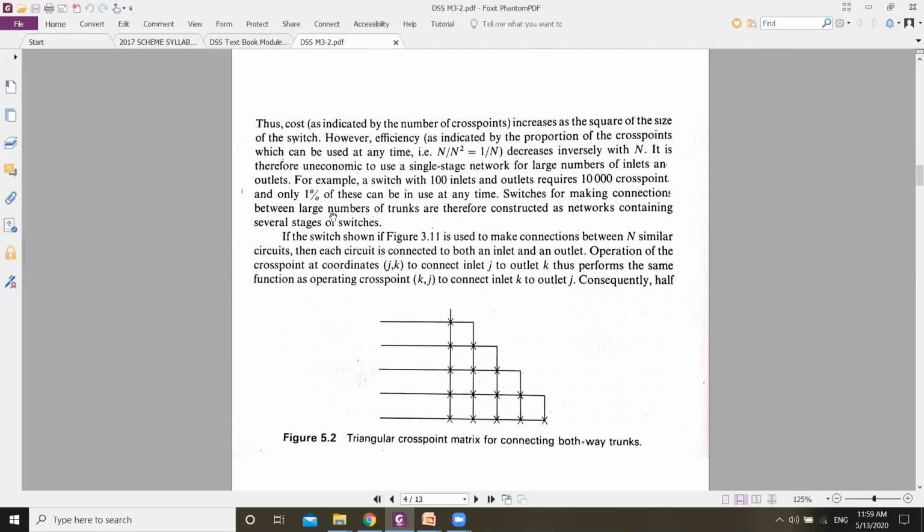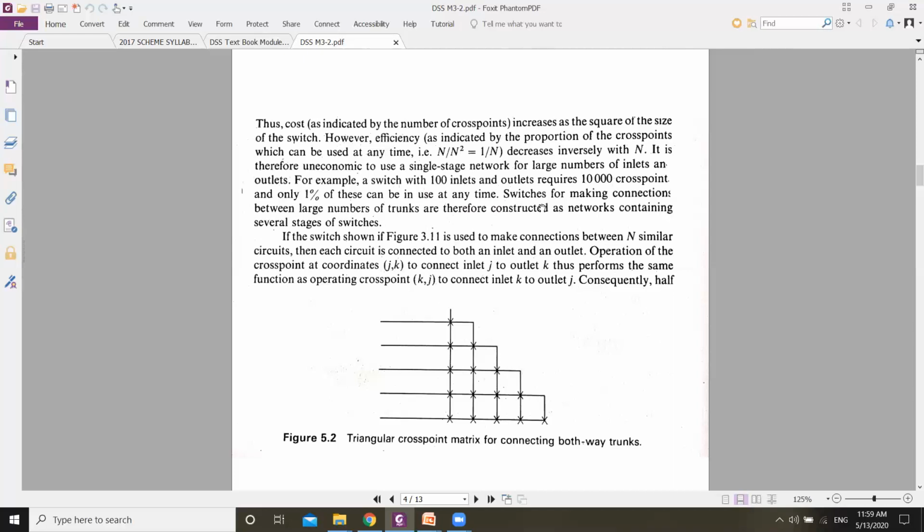That is the example he is taking to explain this. For example, a switch with 100 inlets and 100 outlets requires 10,000 cross points, and only 1% of these can be used at any time. That is a major problem over here. All the time, all the trunks and switches will not be busy. Only 1% will be busy. Only during the peak hour or busy hour will all be busy. So it is uneconomic to have such a big system. That is what he is trying to say.